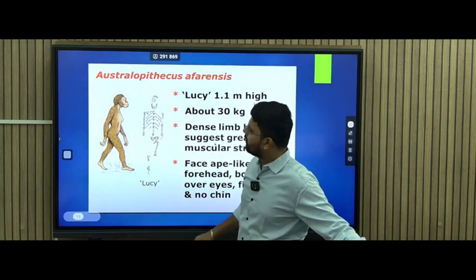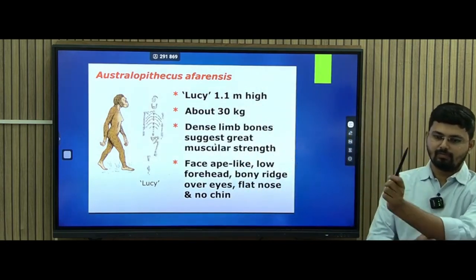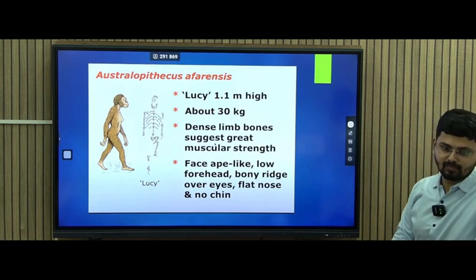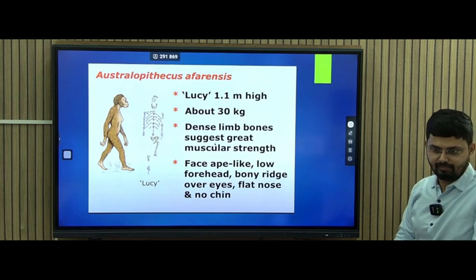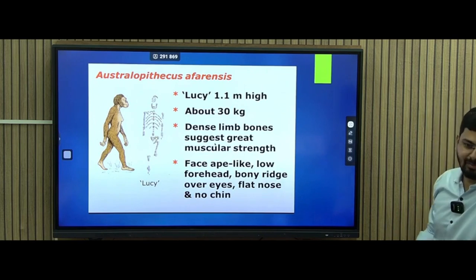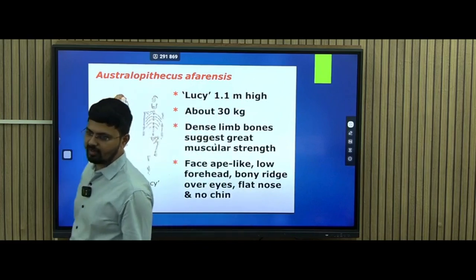fossils that have been found. Who has found it? Who has found Lucy? If you have any idea, Leakey. Okay, so you'll remember all those things over time, but it's very famous. Recently, there is a celebration also with regards to Leakey.